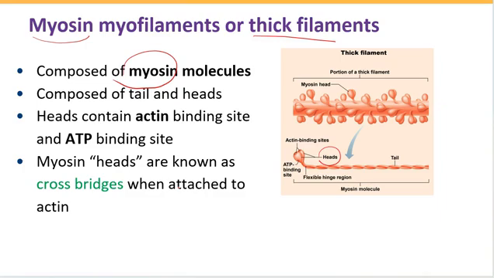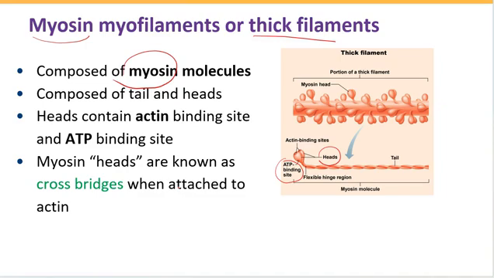one for ATP, which means that during muscle contraction we need energy, so there is a binding site for ATP on the heads of the myosin molecule, and the other binding site is for actin. So it means that the myosin head should be connected with actin during the muscle contraction. So these heads are very important.